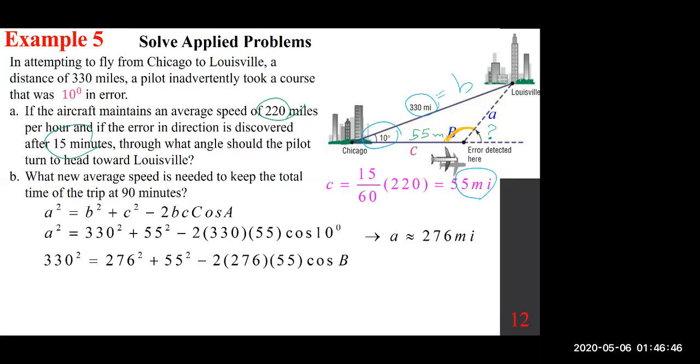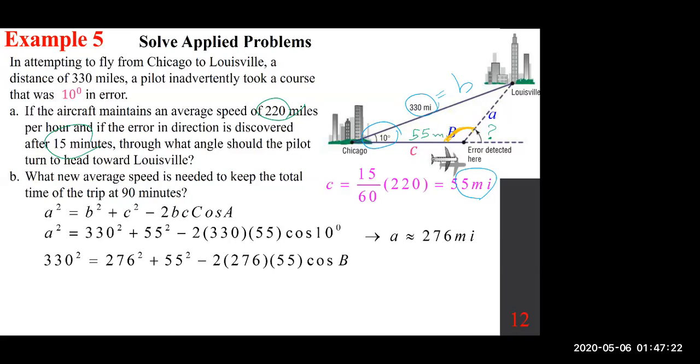One side, which is A, plus C, 55 squared, minus 2 times 276 times 55 times cosine B. Before we move on, I want to make a point, class. It appears that C is larger than A in the diagram, but that's really not the case, and that's not what we worry about. We just have a rough diagram, and things may not be to scale, and it doesn't matter, okay?